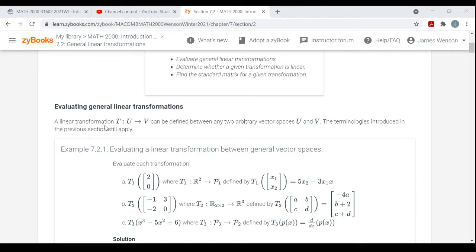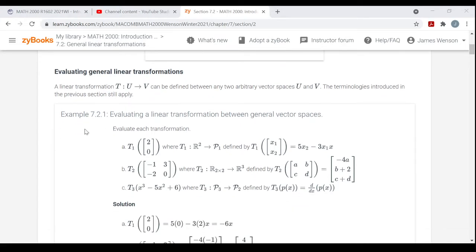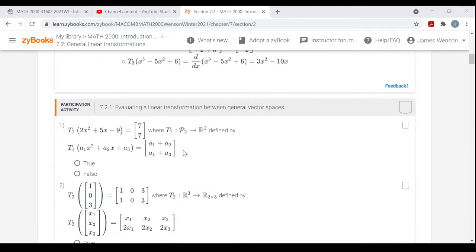All right, so a linear transformation T from vector space U to vector space V can be defined between any two arbitrary vector spaces U and V. The terminologies introduced in the previous section still apply, right? So like that, U is the domain, V is the codomain. You have images, pre-images, all that stuff. Range. The range was the set of all actual outputs and all the same terminology. All right. So I'll write out a couple of these. Actually, you know what? I'll read through these and go and do the activities.